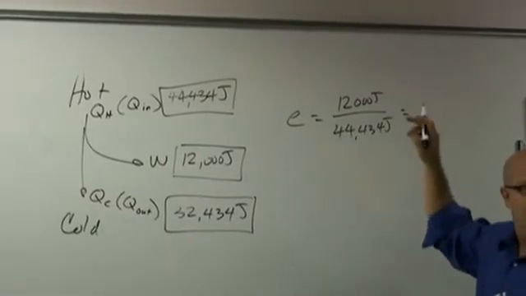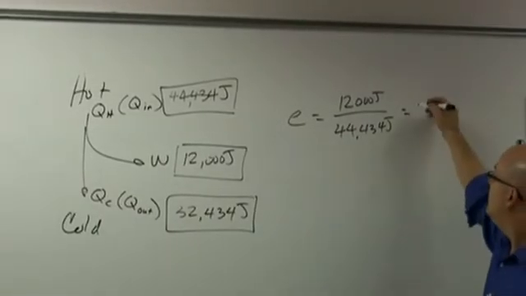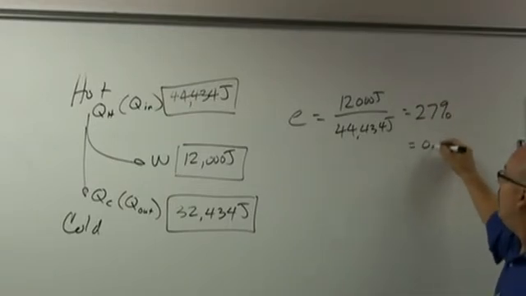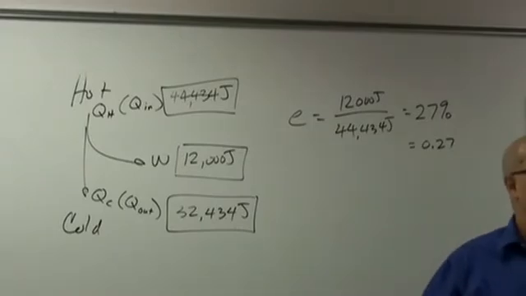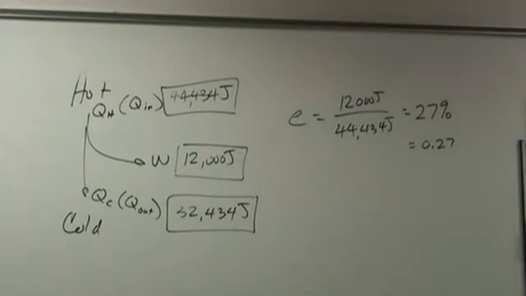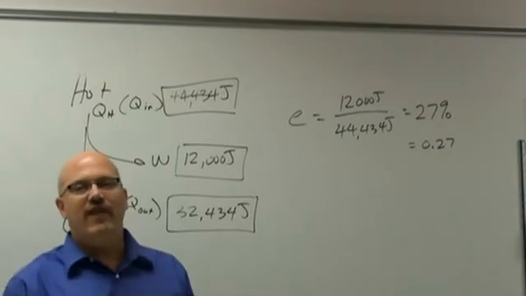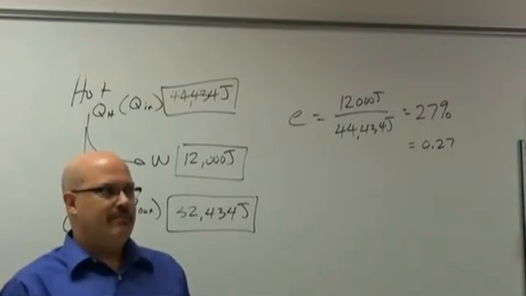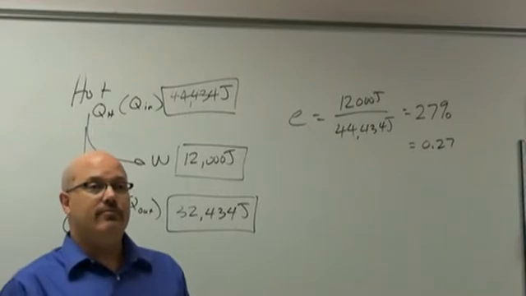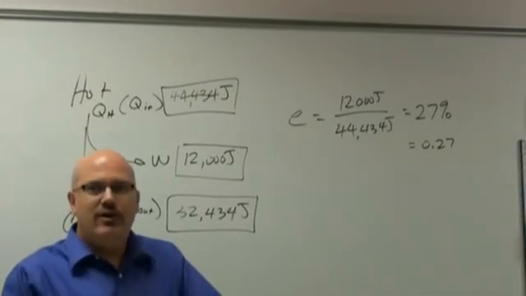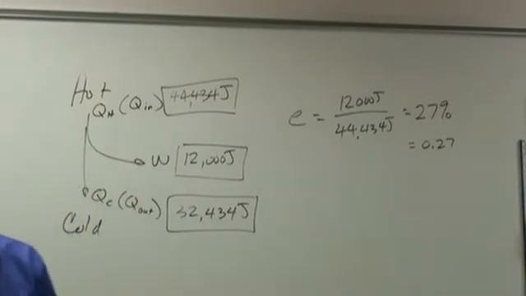Not that great. 27.006%. Okay, 27%, or 0.27. That's a bad machine. That's about what your car is. Your cars are about 25% efficient. That's not great, but it works, and it's not horrible. Actually, they work very hard to get to that 25%. And cars work very hard too.